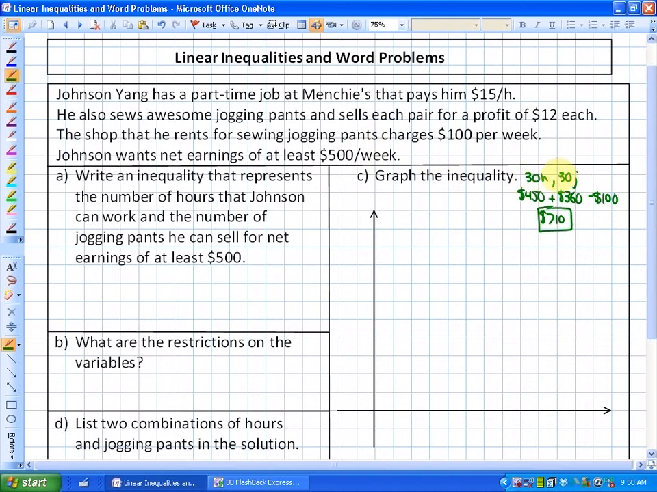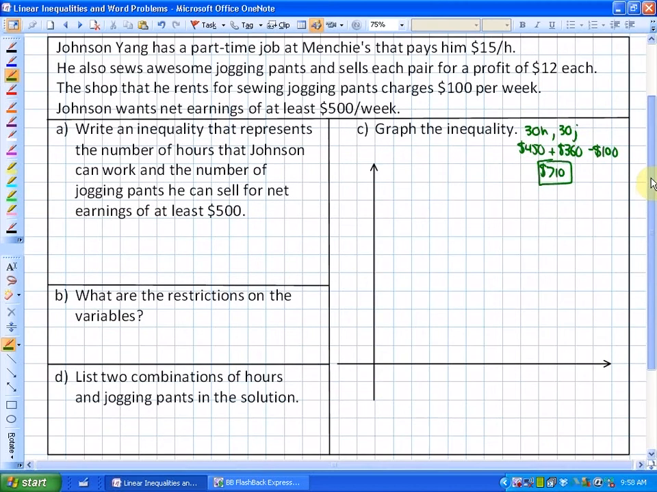So we want to investigate what are all the possible combinations that he could work and put this into some sort of graph to represent all those combinations. The first question says, write an inequality that represents the number of hours that Johnson can work and the number of jogging pants he can sell for net earnings of at least $500.